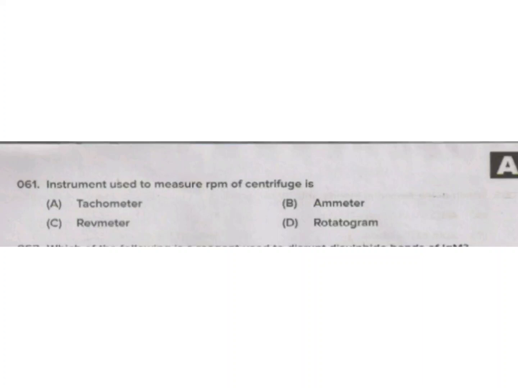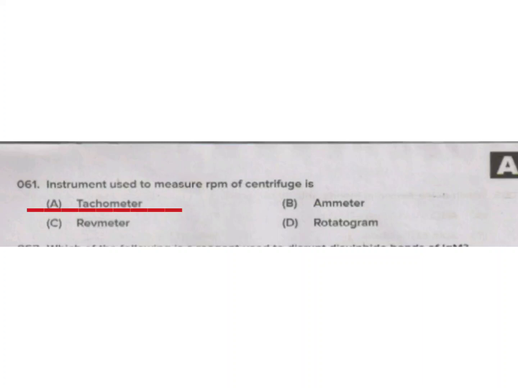The next question. Instrument used to measure RPM of centrifuges. Four options are there. Option A tachometer, option B ammeter, option C meter and option D rotatogram. The answer is option A tachometer. Tachometer is used to calculate the RPM of centrifuge.